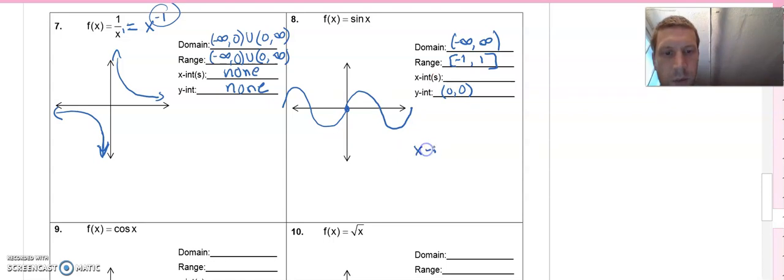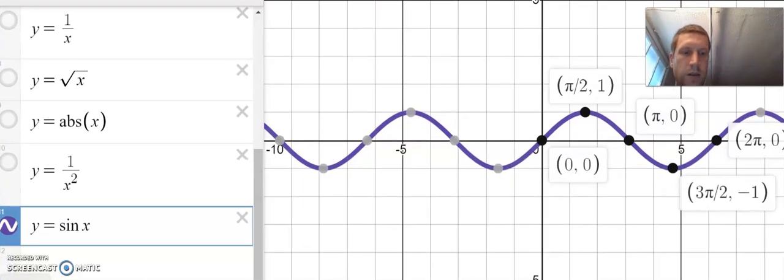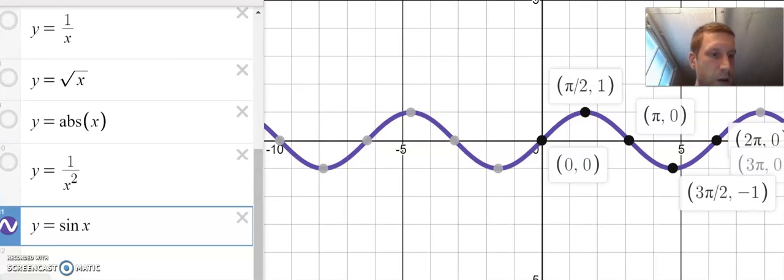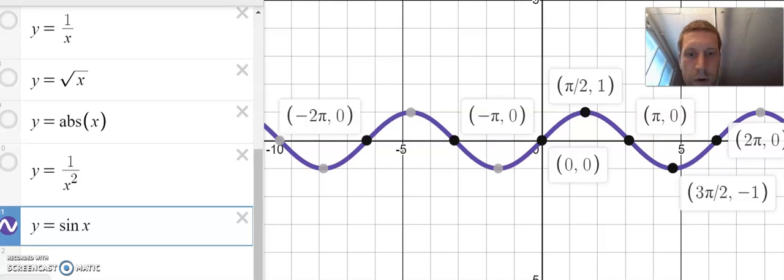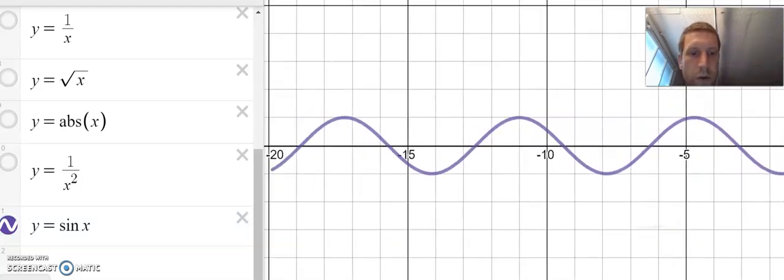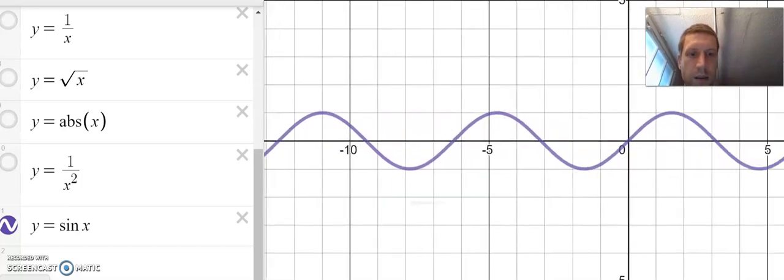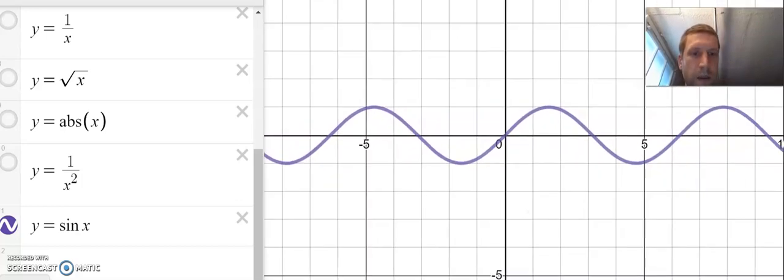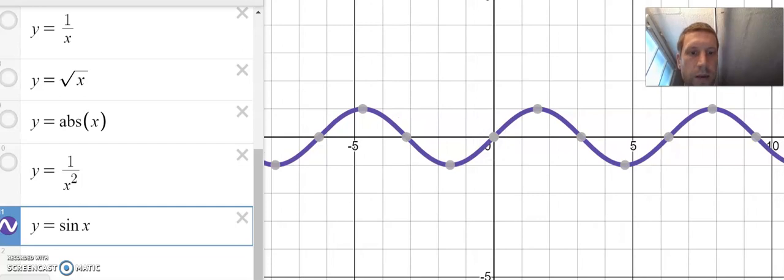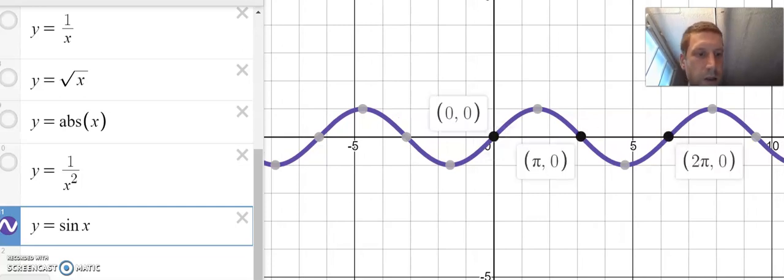X-intercepts will get a little messy because this is pretty interesting. How many x-intercepts do I have? Well, holy cow, I have 3 to the right here. Looks like I have 1, 2, 3. But if I scroll over to the left, look, that's like an infinite number of intercepts, right? So how do we write this? Let's highlight just the x-intercepts.